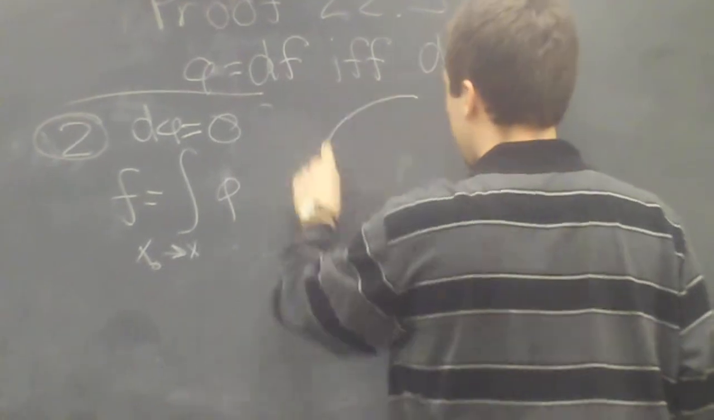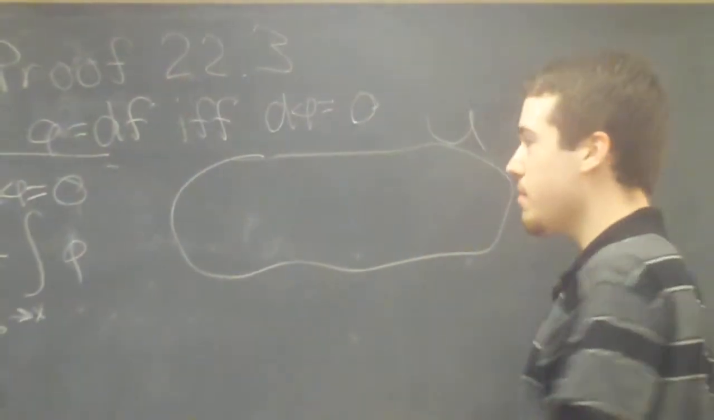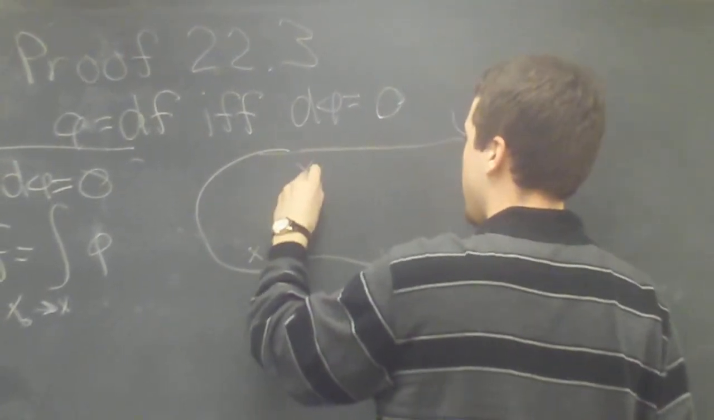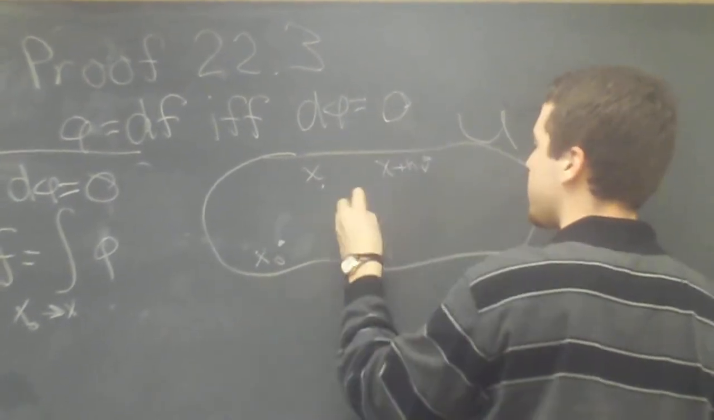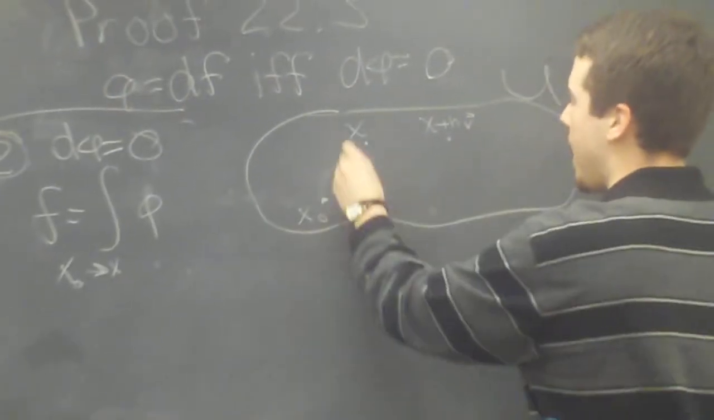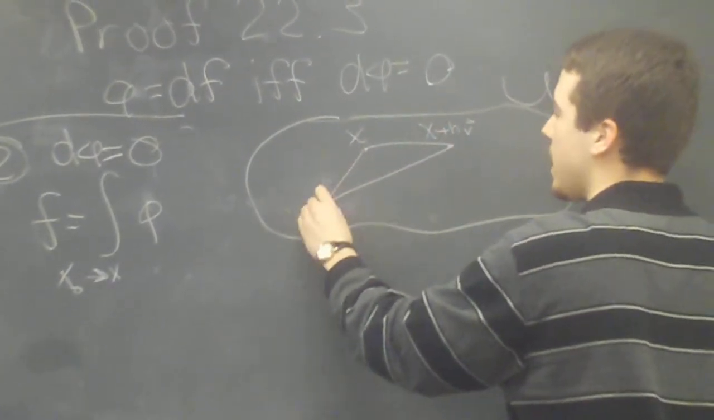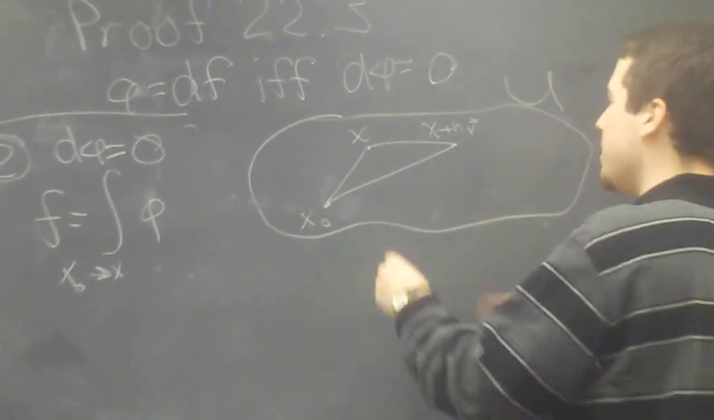So a good proof always includes a picture. So say this is our convex domain U. Then we're going to have some point x naught in it, some point x in it, and some point x plus hv. And so we're going to have paths running from x naught to x, to x plus hv, and x plus hv to x naught. And these, though they might not look like it, are going to be straight line paths.